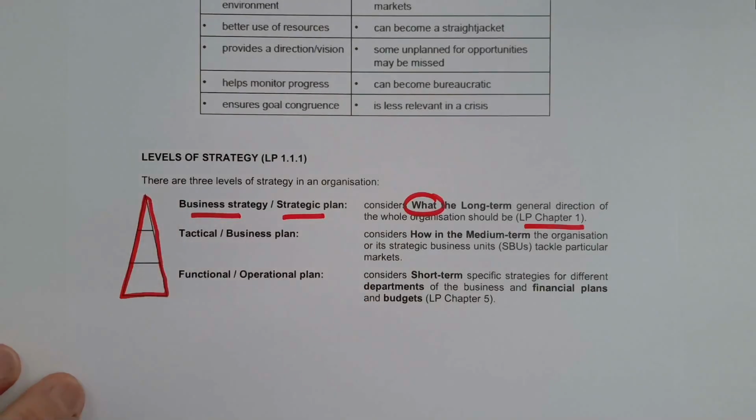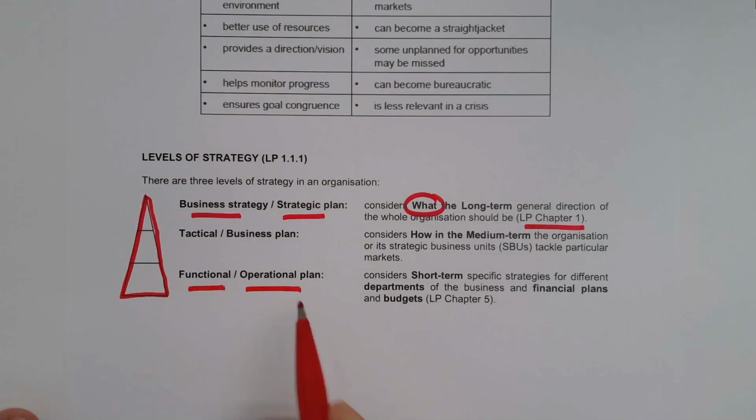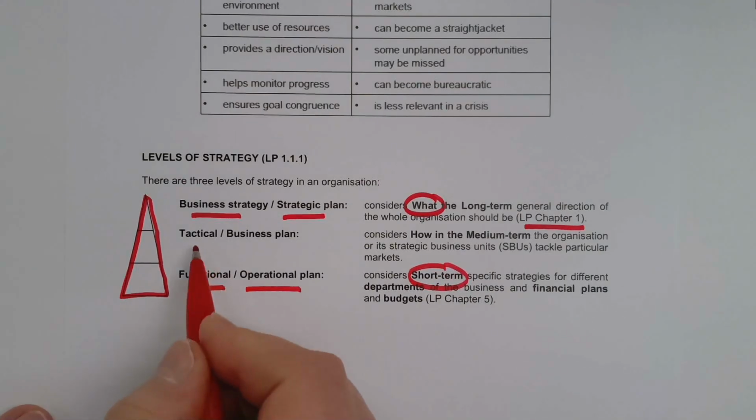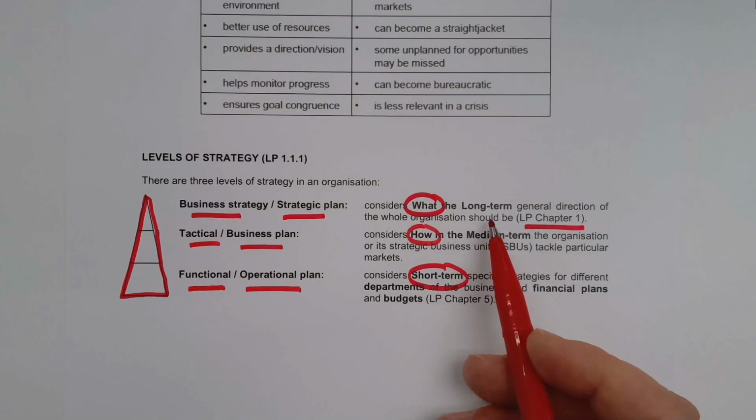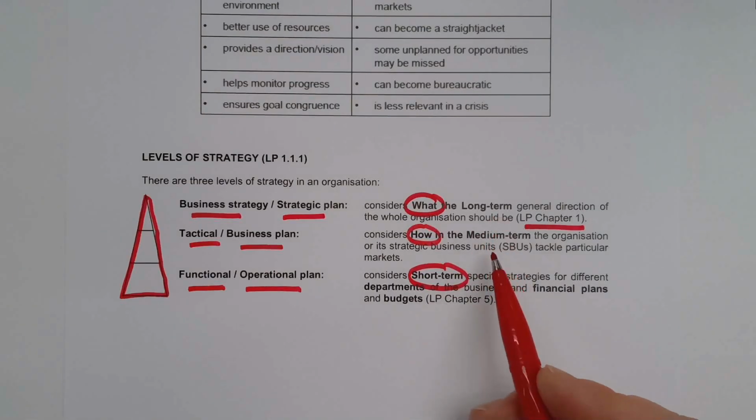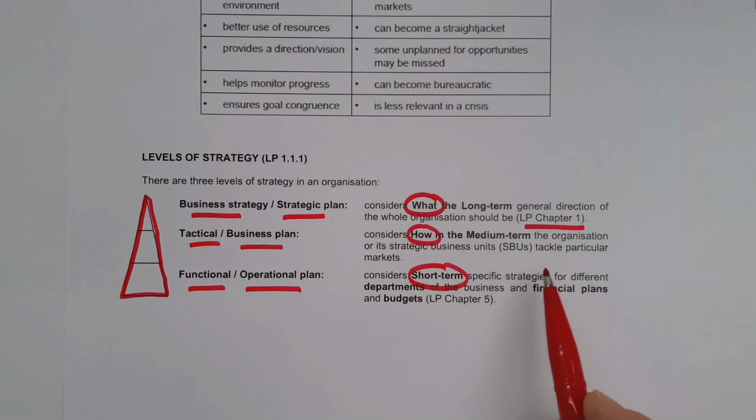We saw in the introduction, we talked about these levels of strategy. So at the bottom, we have functional operational plans. These are short term. And in the middle, we have tactical or business plans. These are looking at how we're going to achieve our long-term strategic plan, how in the medium term we should structure the organization. We should have, for instance, strategic business units tackling particular markets. We've got mission statements.